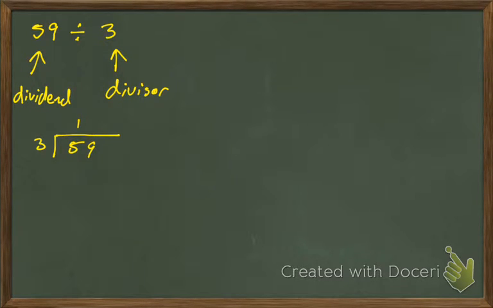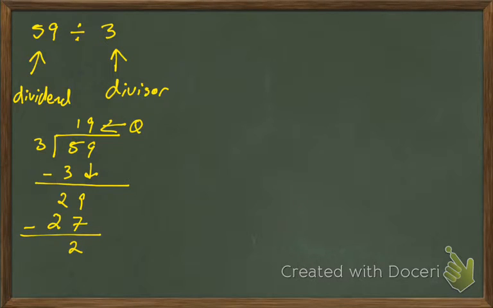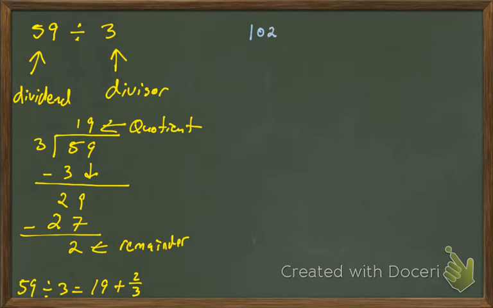So 3 goes into 5 once. 3 times 1 is 3. Then we'll subtract: 5 minus 3 is 2. And then bring down the 9. 3 goes into 29 9 times, and 3 times 9 is 27. Subtract, and we get a quotient of 19 and a remainder of 2. So 59 divided by 3 is 19 plus 2 over 3: the quotient plus the remainder over the divisor.